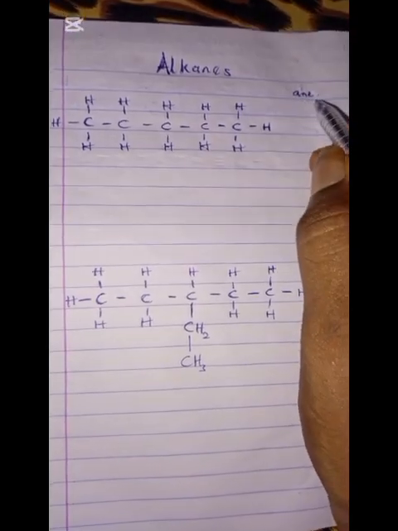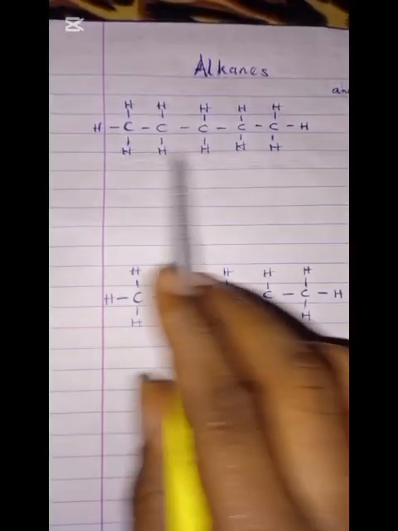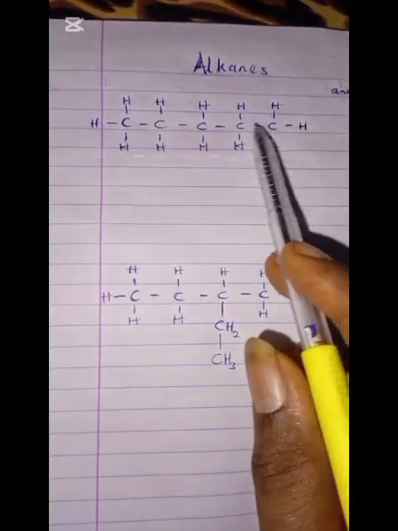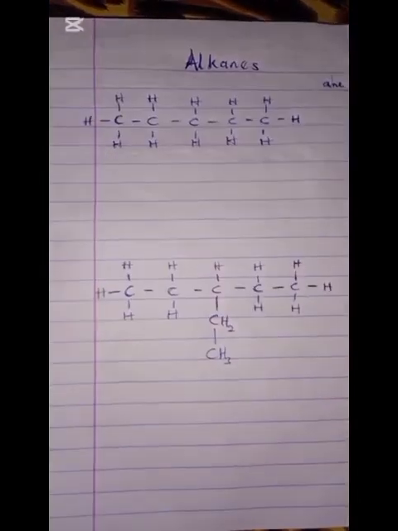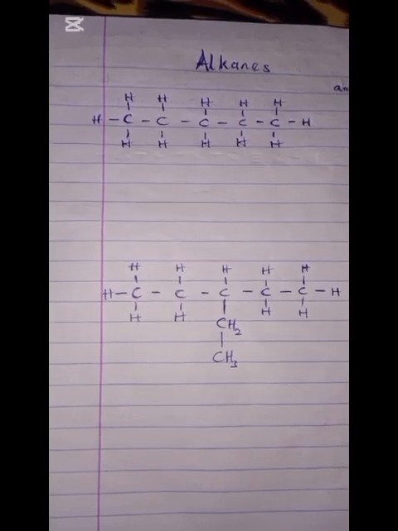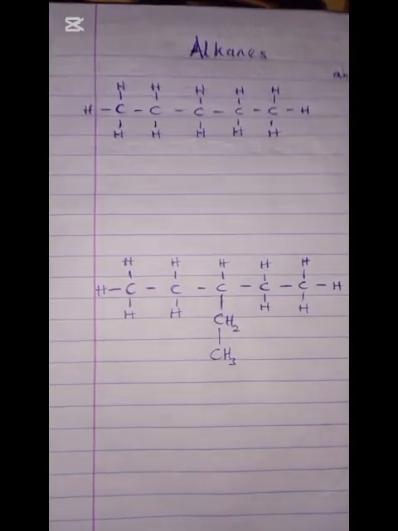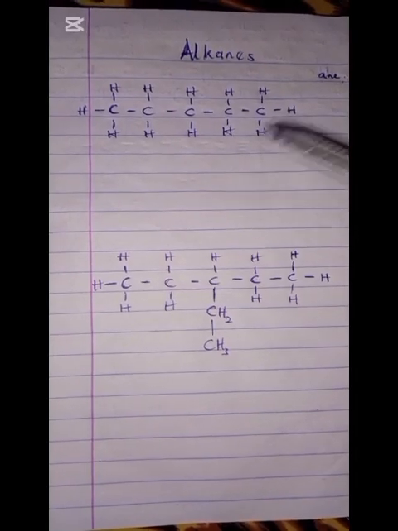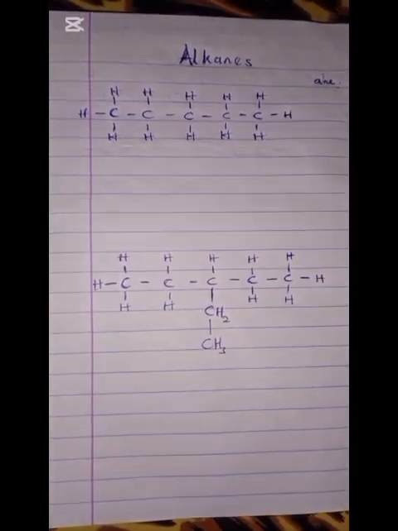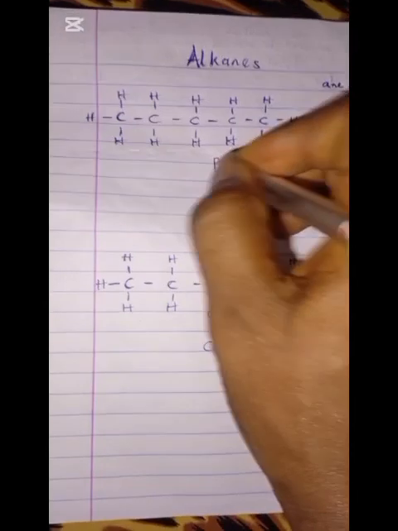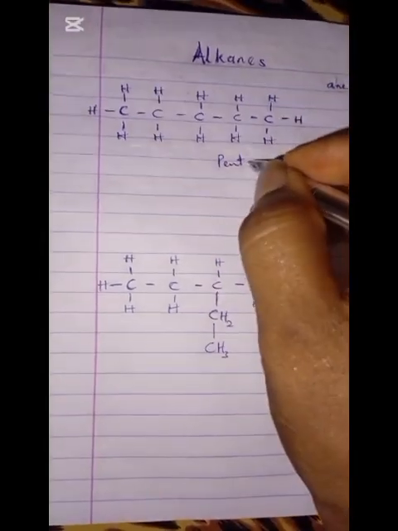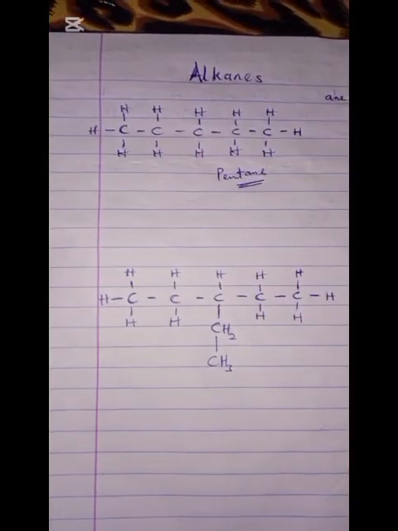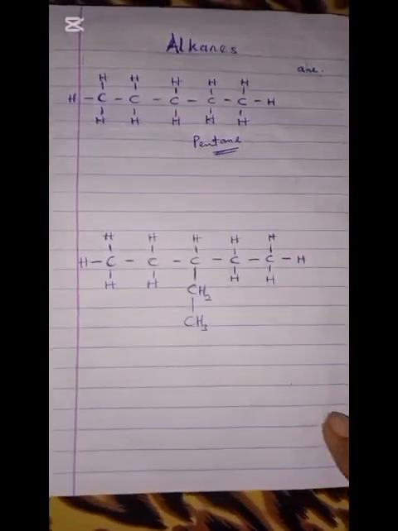is ANE. Now looking at this first structure we have here, the longest carbon chain is 1, 2, 3, 4, 5, which means that the prefix of this compound will be pent, owing to the number of carbons we have here. Pent, 5. So we can call this pentane, since there is no substituent or any other functional group attached to it.